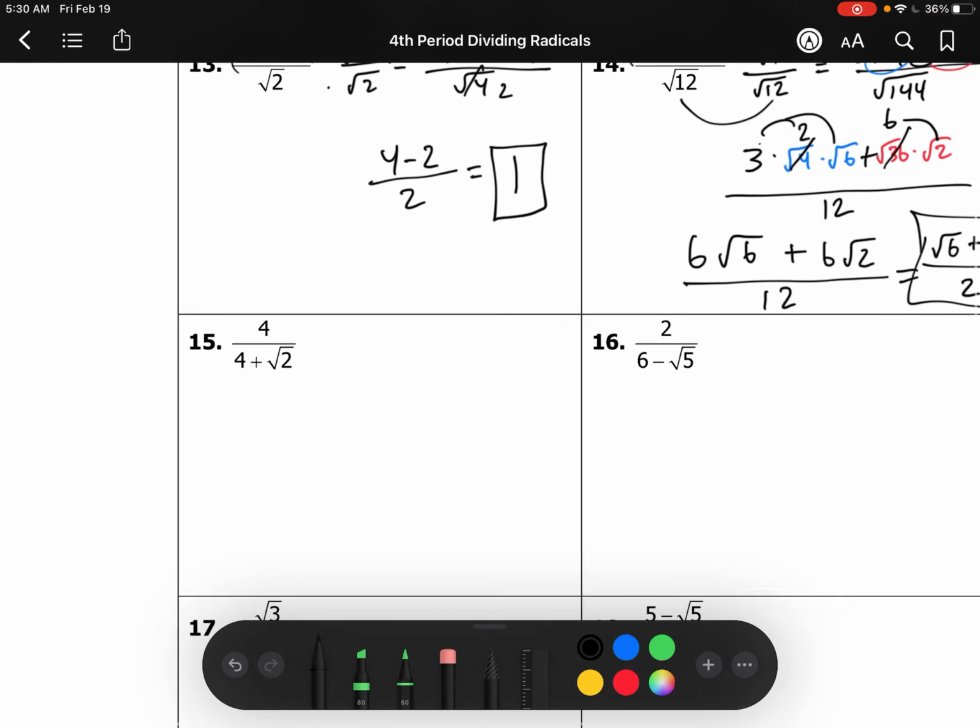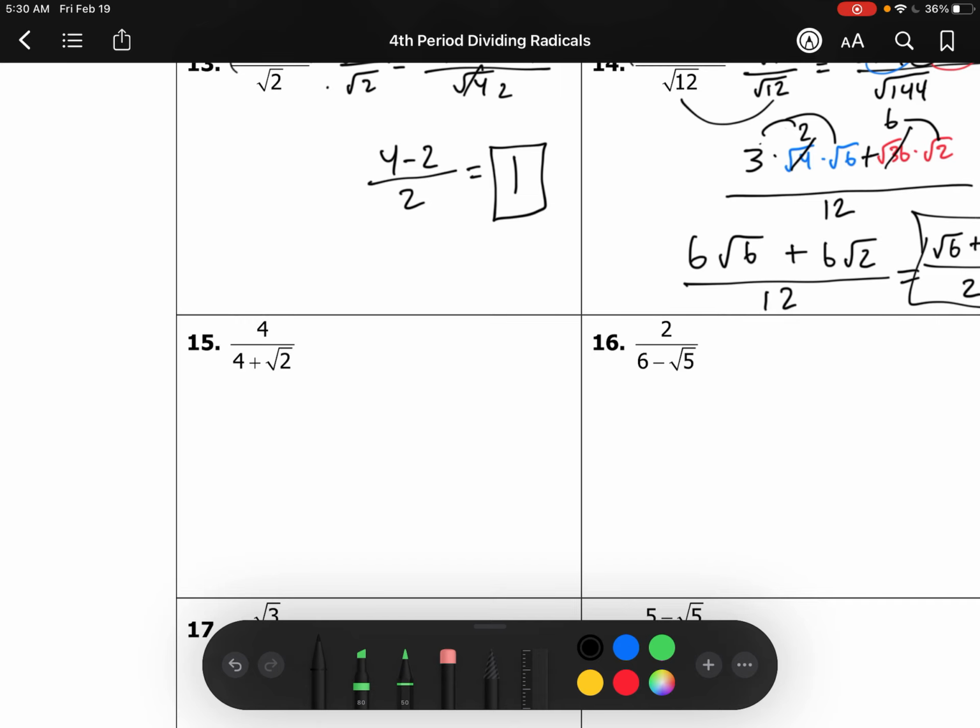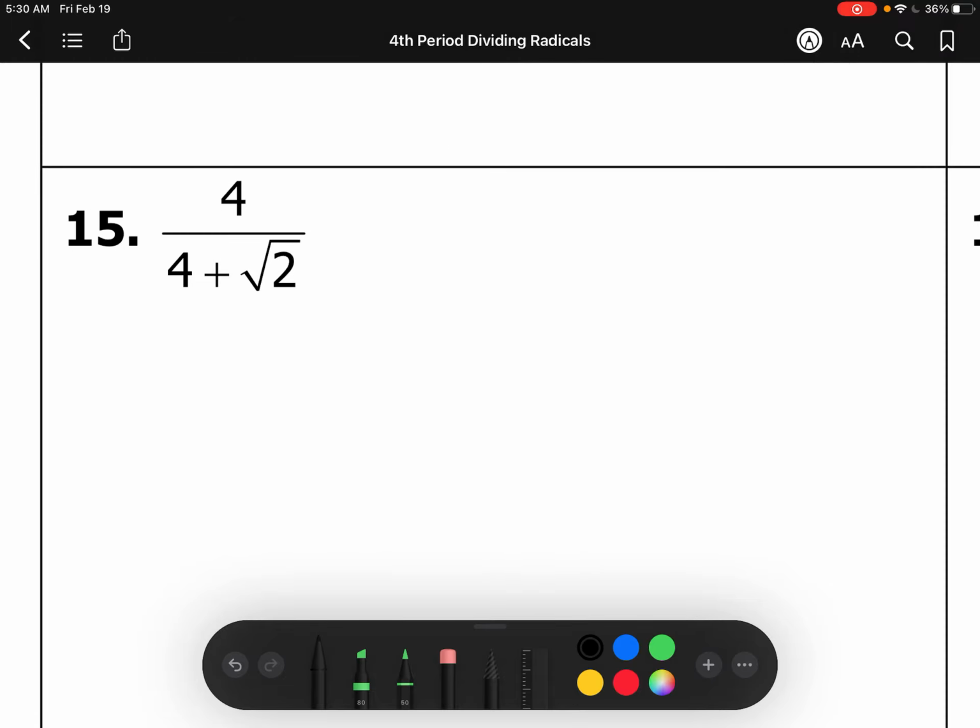All right, number 15. Now we have a binomial, right? So we are going to rationalize the denominator again, except this time we are going to be multiplying by the conjugate. So I need to multiply by the conjugate of 4 plus the square root of 2. And the conjugate, again, is going to be the same term, except this changes to minus, right? So the conjugate of 4 plus the square root of 2 is 4 minus the square root of 2, right? So we know that we need to multiply the numerator and the denominator by 4 minus the square root of 2.